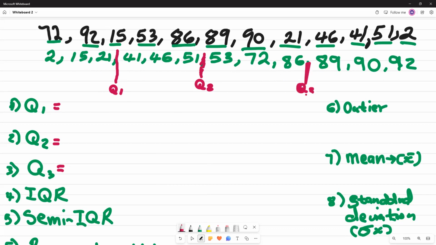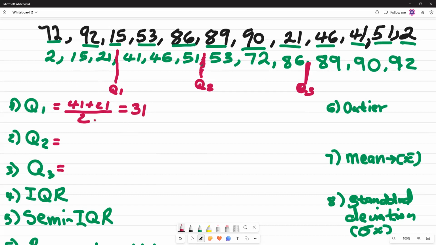To make sure that you're correct, the number of terms in between these quartiles must be exactly the same. So it's 1, 2, 3, 1, 2, 3, 1, 2, 3, 1, 2, 3. You know that you have divided it into 4 quarters. So Q1 is in between 21 and 41. If there are 2 terms, you add them and divide by 2. What is 41 plus 21 divided by 2? That is 31.